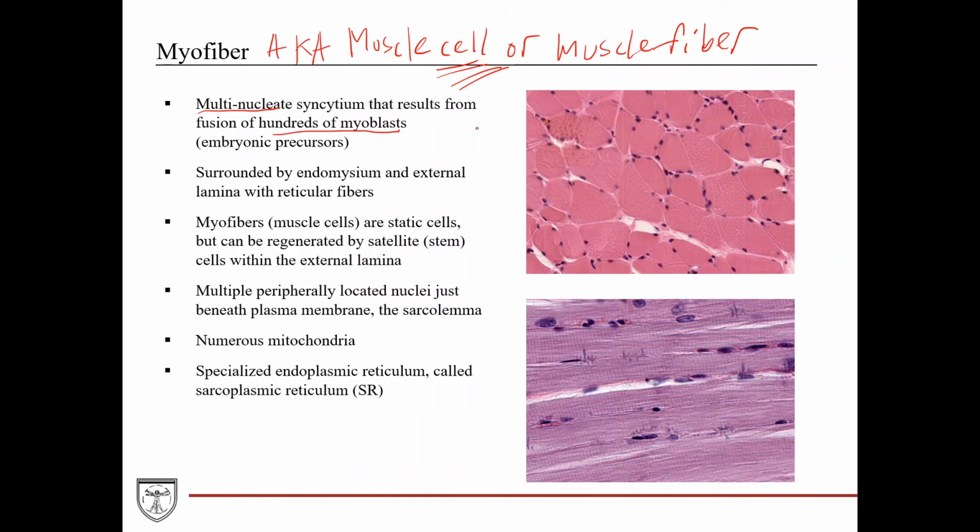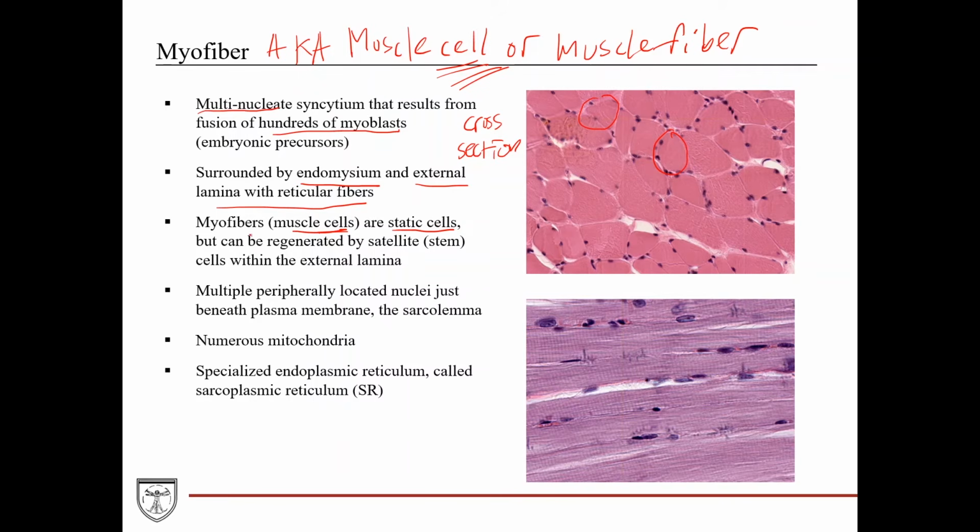So here, this is a cross section of skeletal muscle. And you'll notice here that you have multiple nuclei within each cell. So this is a cell here, this is a cell here, obviously, and so on. And you see multiple nuclei. Each muscle cell is again surrounded by endomysium and then an external lamina with reticular fibers. One thing to remember is that myofibers or muscle cells are static cells, so they do not undergo cell division. They do not re-enter the cell cycle. They have exited the cell cycle and they don't go back.